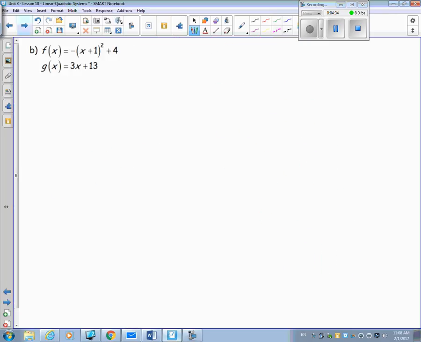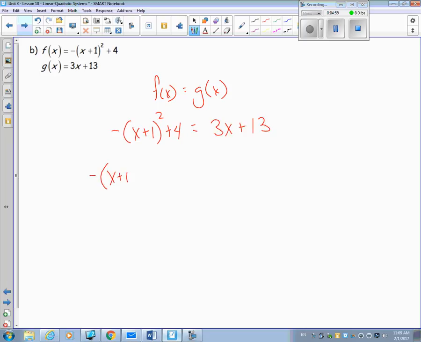Let's try the next one. Okay. Yes, it's in vertex form, and yes, it's a line, but those look like pretty big numbers for that line. So maybe the graphing method isn't the best here. Let's use our algebraic method. F at x equals g at x. Negative x plus 1 squared plus 4 has to equal at some point this equation. So I see a bracket squared.